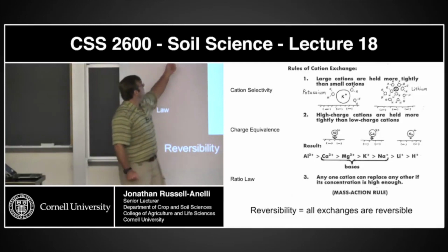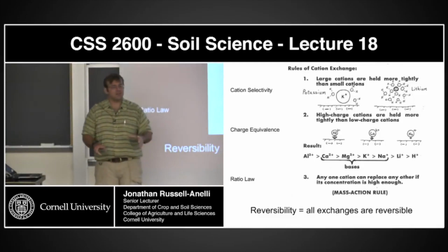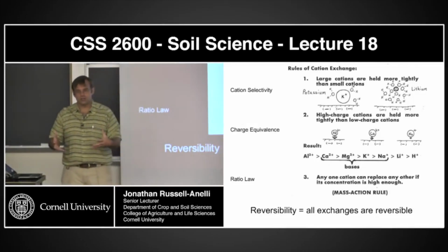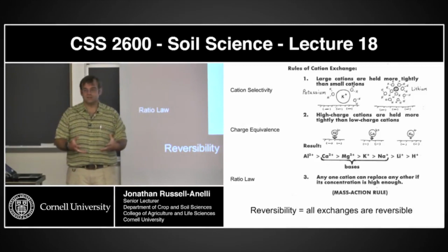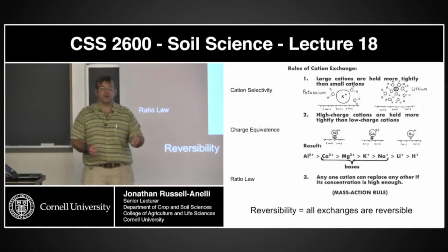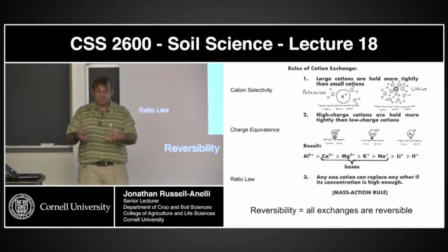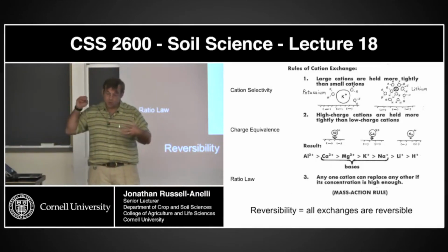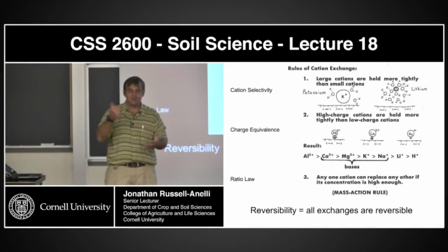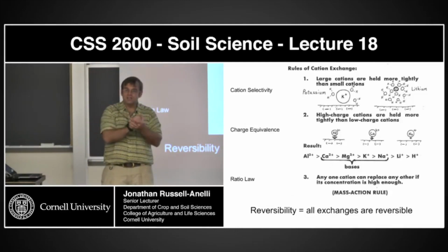The next one is the charge equivalence. And this totally makes sense. The higher the charge, the tighter it's going to be held. So if I have a +1 charge versus a +2 charge versus a +3 charge cation, the +3 charge cation is going to be more likely to knock somebody out and more likely to stay on the exchange sites. Does that make sense?